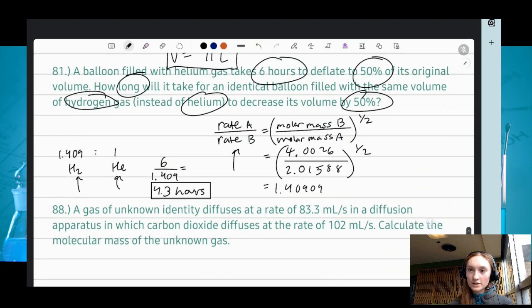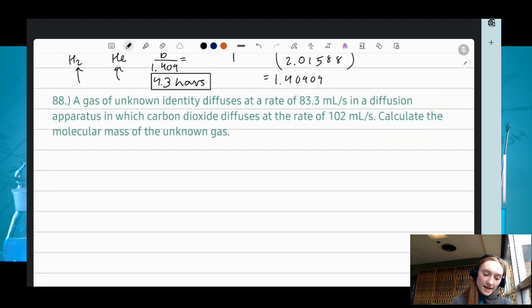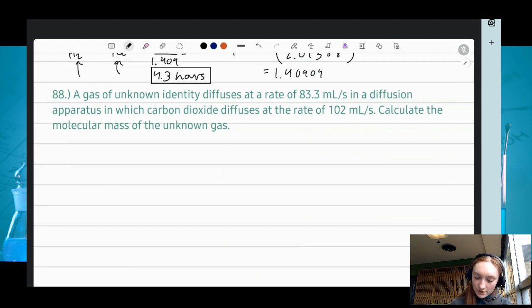So let's move on to question 88. This one says, a gas of unknown identity diffuses at a rate of 83.3 milliliters per S. I believe the S means something here, I don't know specifically. In a diffusion apparatus in which carbon dioxide diffuses at a rate of 102. Calculate the molecular mass of the unknown gas.